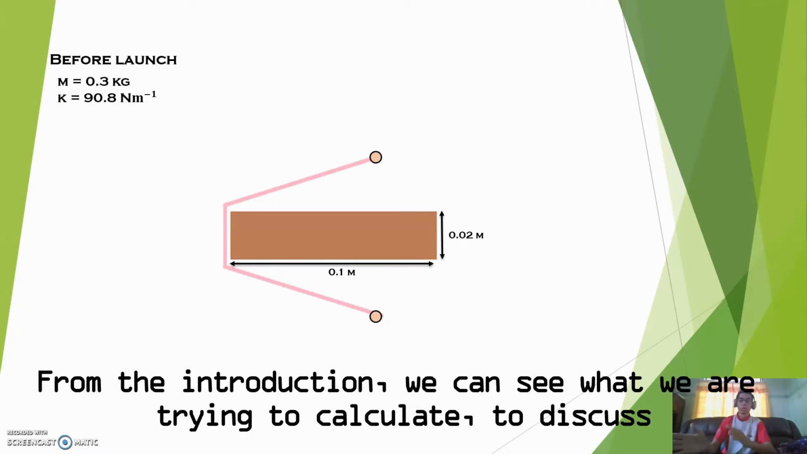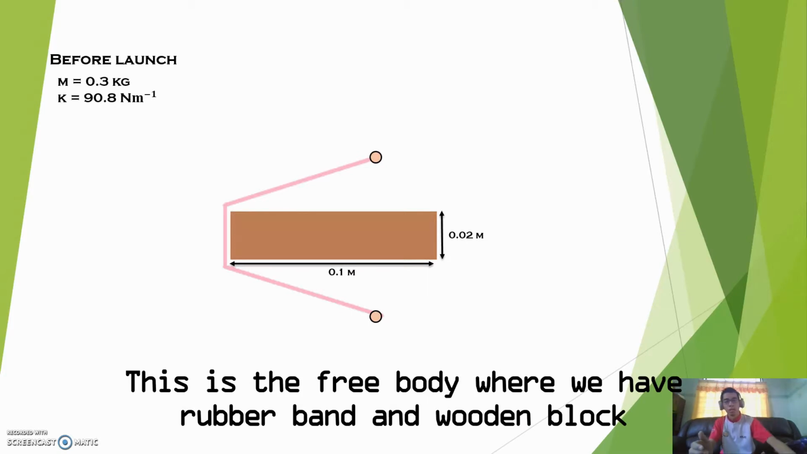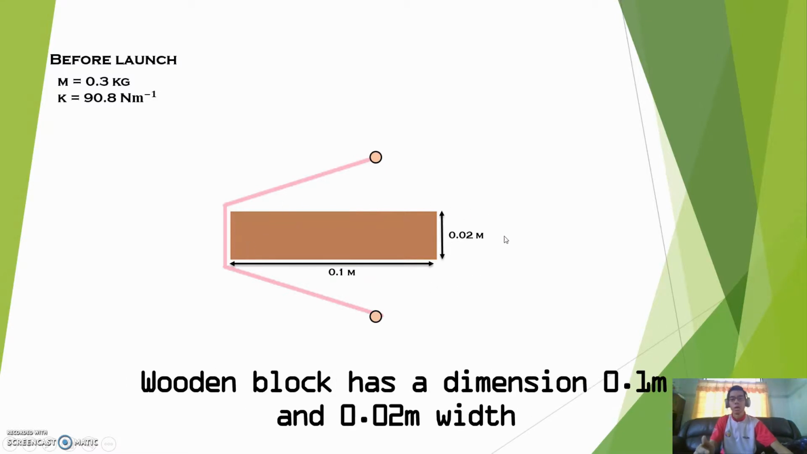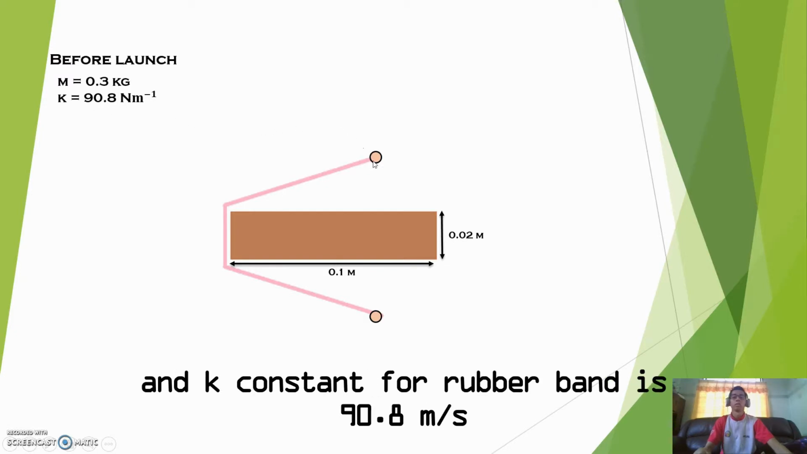Okay, from our introduction, we can see what we are trying to calculate, to discuss. Okay, we want to discuss the slingshot. Okay, this is the free body diagram where we have a rubber band here, and then we have the wooden block here. The wooden block has a dimension of 0.1 meter and 0.02 meter width. Before that, we will talk about the mass of this block, which is 0.3 kg or 300 gram, and the k of the rubber band is 90.8 N/m.